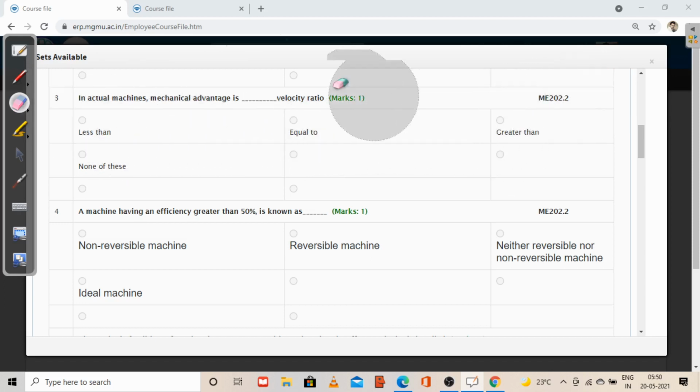So for the second question, the third question, the answer is less than. Now if you see the fourth question here: a machine having an efficiency greater than 50% is known as... Okay, now there are another two machines: non-reversible machine and reversible machine. Now what is meant by a reversible machine? A machine which goes in reverse after removal of your effort, and a non-reversible machine does not go in reverse or does not rotate in reverse condition after removal of effort.